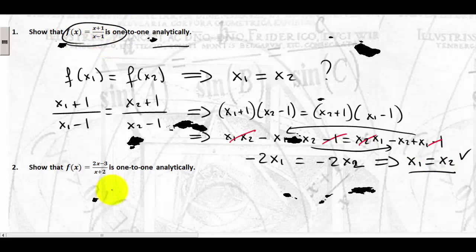Please do example number 2. I'm going to do example number 3. I'm going to show that this function is not one-to-one analytically. So let's take an equality of output. f of x1 equals f of x2. And let's see why it doesn't imply that x1 equals x2, right? So that means that x1 squared minus 2x1 equals x2 squared minus 2x2.